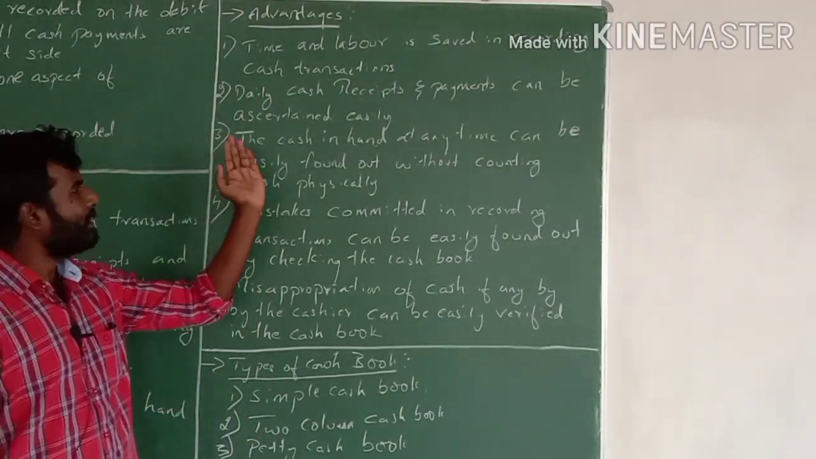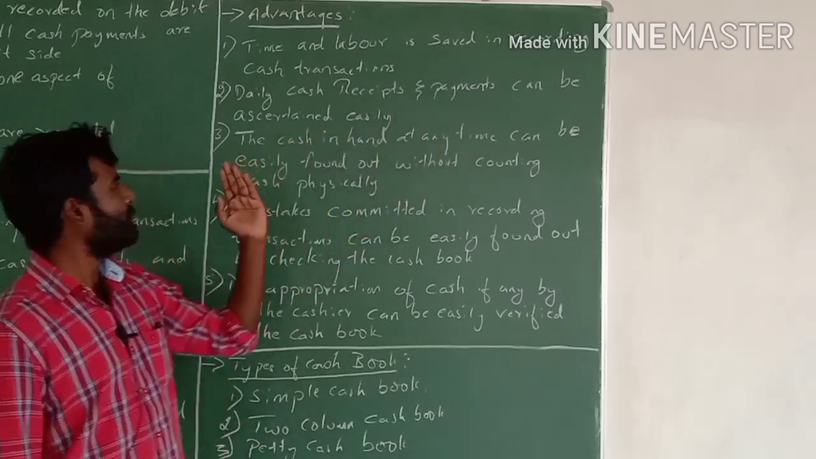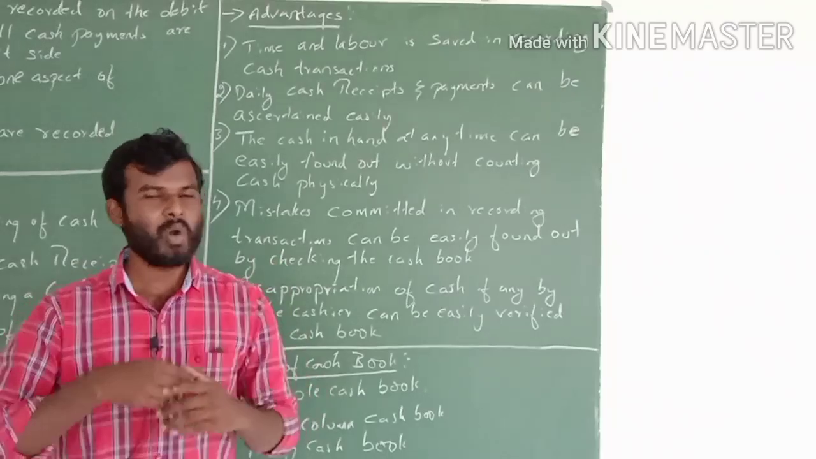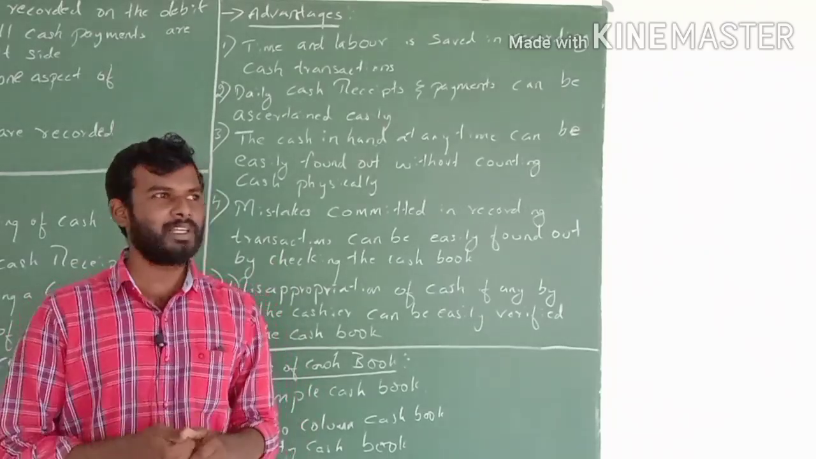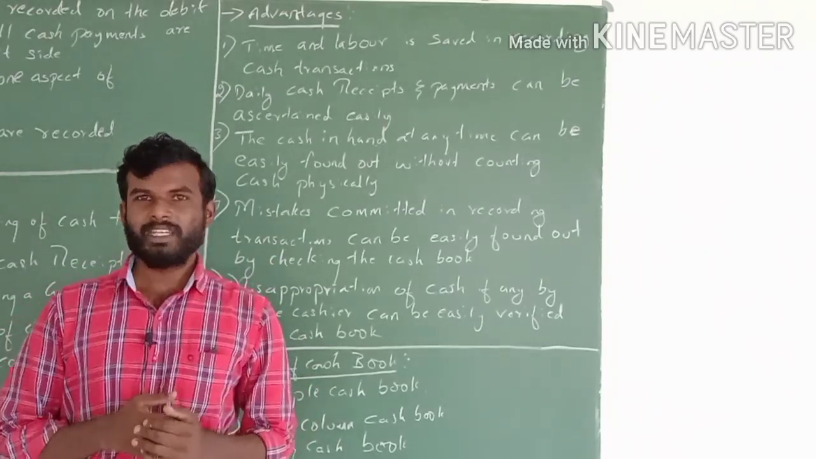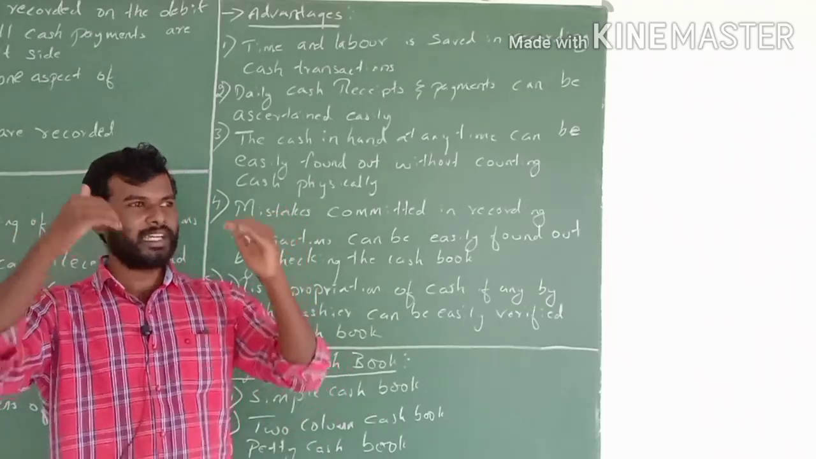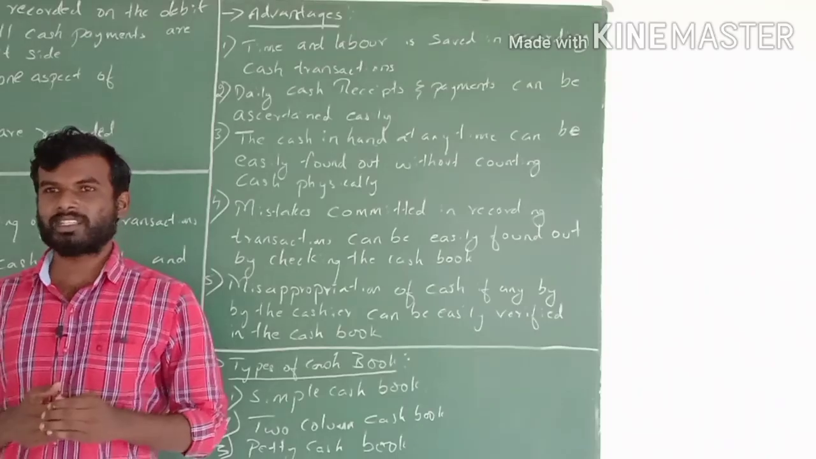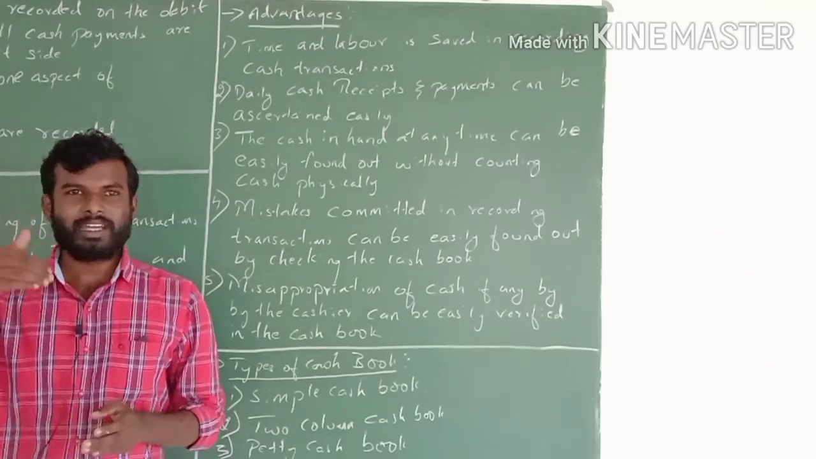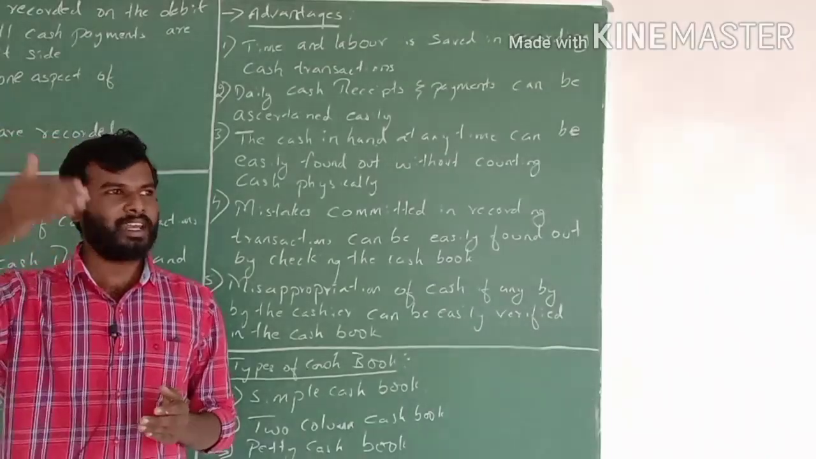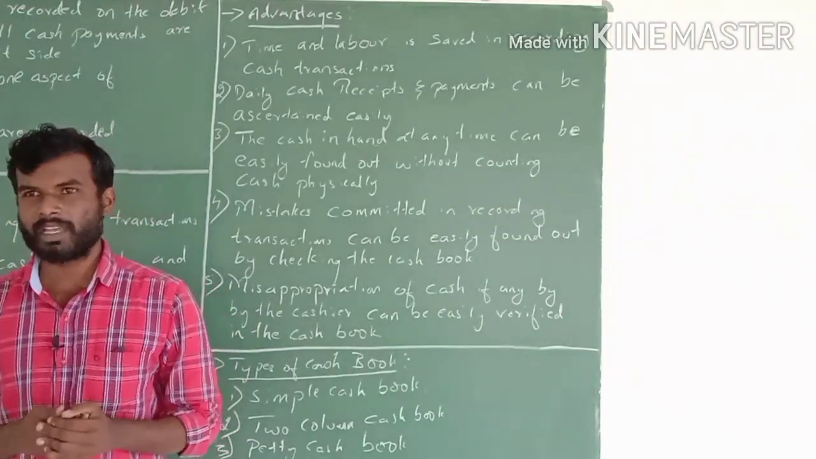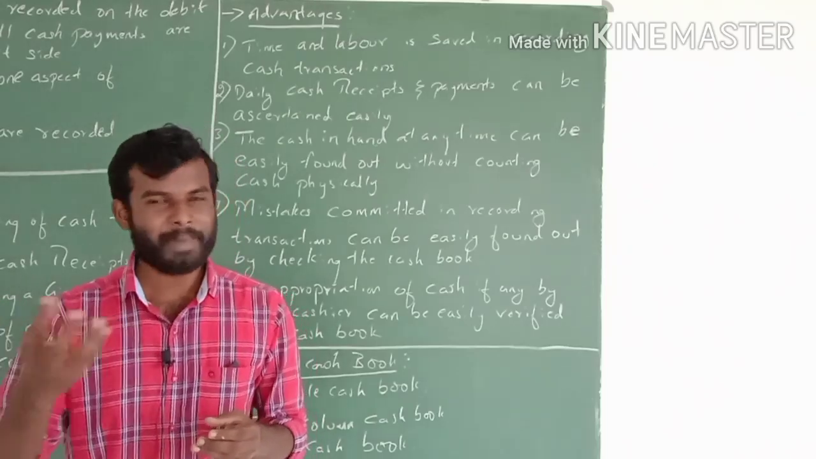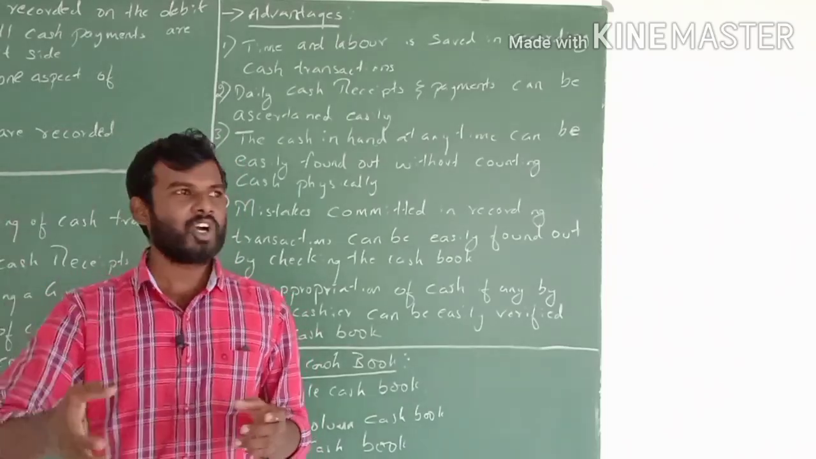The next point they said is that the cash in hand at any time can be easily found out without counting cash physically. Yes, without counting the cash physically. For example, a shopkeeper has maintained a cash book and records all the cash transactions. In the evening he totals the book itself and makes an account in the book. Finally, 15,000 is remaining. He needn't count the cash; immediately he can say that 15,000 is the balance we have, as recorded in the cash book.